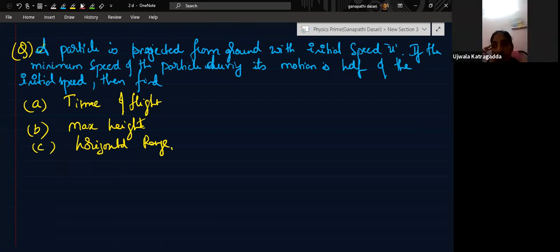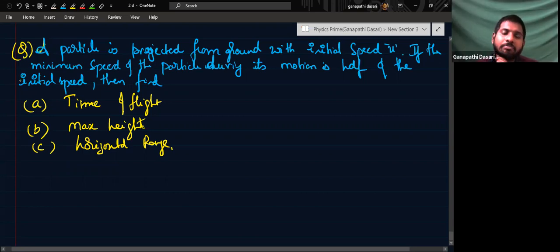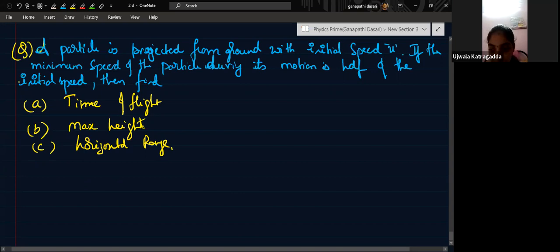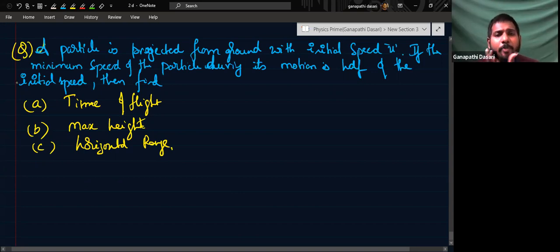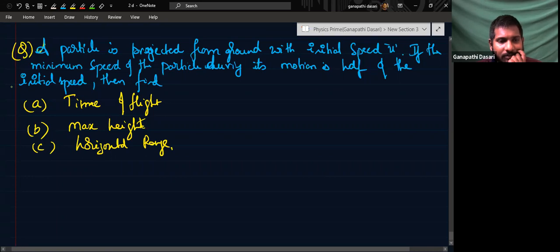A particle is projected with initial speed u. If you take the minimum speed as s, then half will be s by 2. Then you need to equate the minimum speed with u by 2, half of the initial speed. Where will the minimum speed occur? What will be the minimum speed?